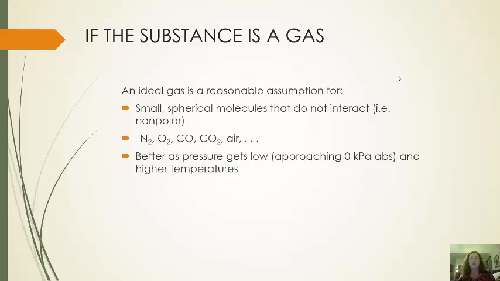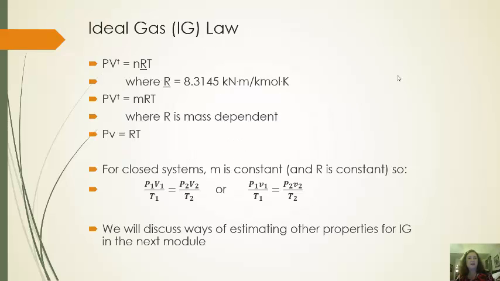It's going to be better when the pressure is low and when the temperature is high. Typically, systems that we get to assume are ideal gas-like are going to be nitrogen or oxygen systems, carbon monoxide, carbon dioxide, methane. All of those are going to meet that small, round, non-interacting standard. If that's the case, then I can use the ideal gas law.